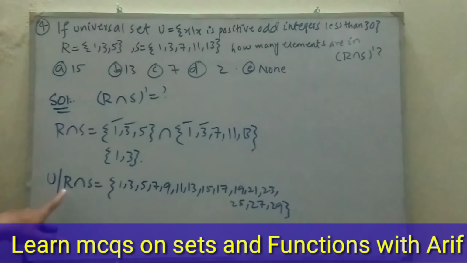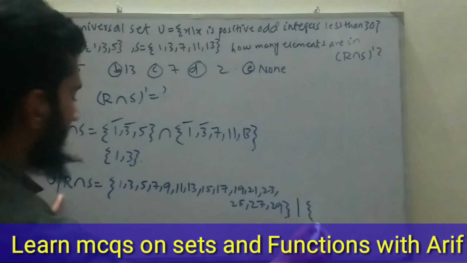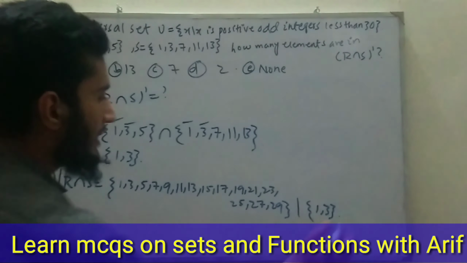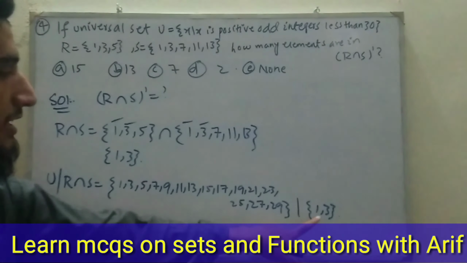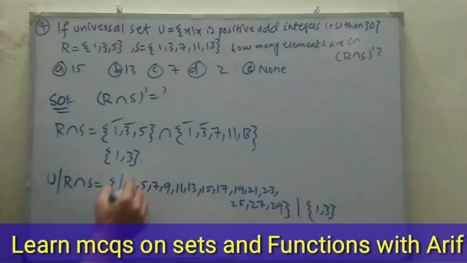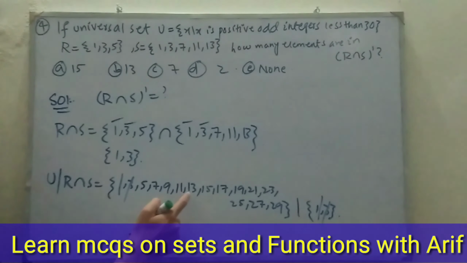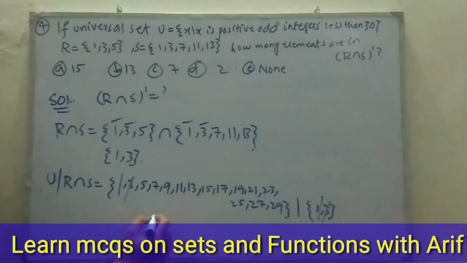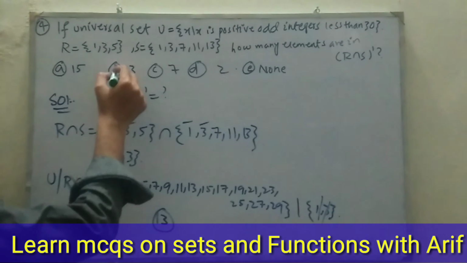And here is a minus sign. After this R intersection S is 1, 3. So those elements which are present in the first set and not present in the second set will be the difference. So 1, 3 is present in both, so subtract them. We are left with 1, 2, 3, 4, 5, 6, 7, 8, 9, 10, 11, 12, 13. So we are left with 13 elements. It means that in R intersection S whole complement we have 13 elements. So the correct option is option B.